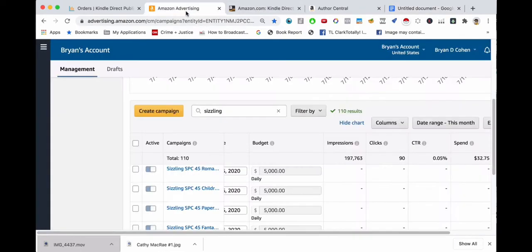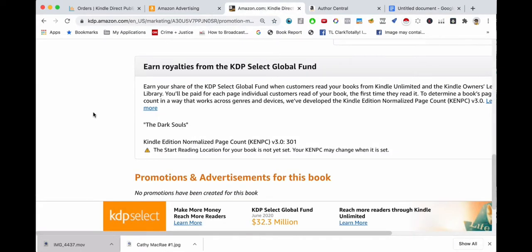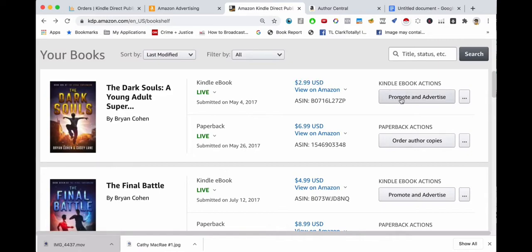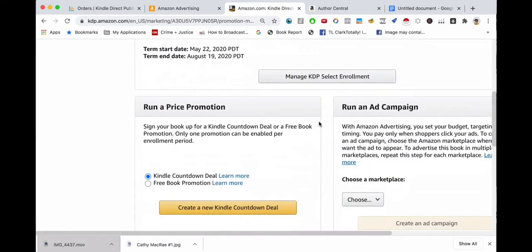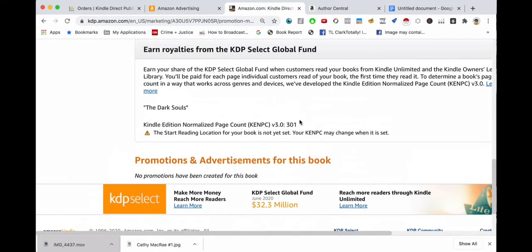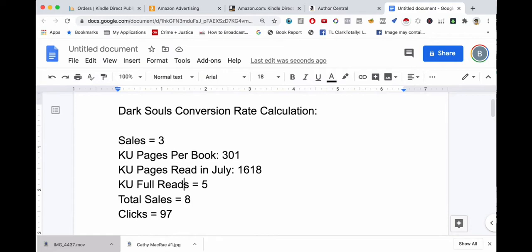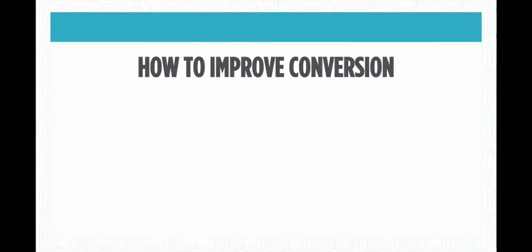Now, just to show you one last time, you find your KU pages here on this Promote and Advertise page on your bookshelf. This only applies if your book's in KU, and you'll find that in the bottom left-hand corner right there. You need that number in order to do the pages read into KU full reads conversion. I hope you found that helpful.